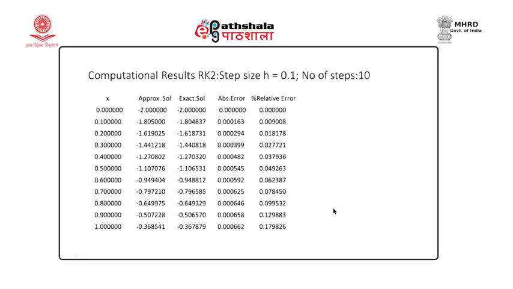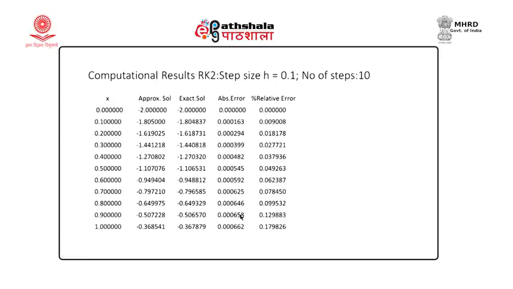Now, if you reduce the step size, let us say h equal to 0.1, half of what it was, to reach 1 we now need 10 steps, and the same process and same formula is applied again. So, we get the value at 1 now as minus 0.368541, and the absolute error has reduced to 0.000662. So, up to 3 decimal places the answer is correct, and the percent relative error has come down to 0.179826.